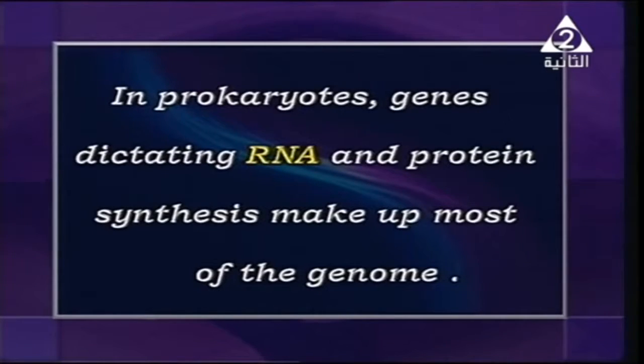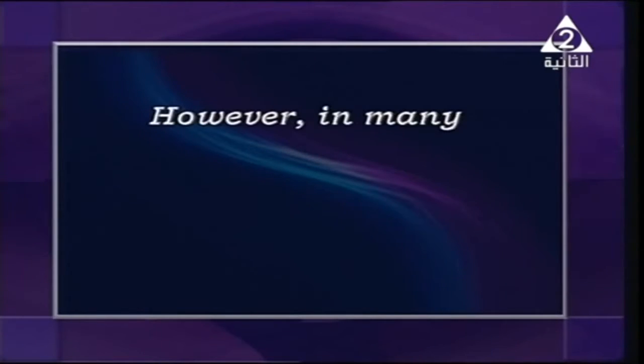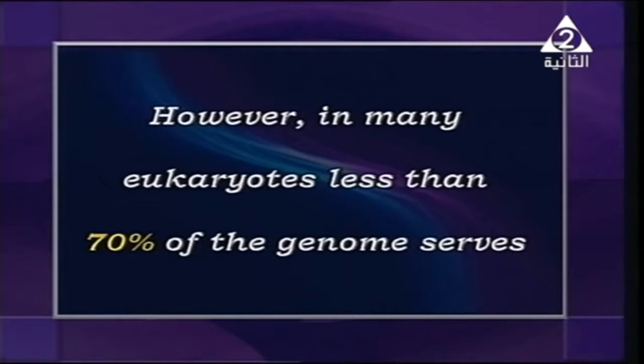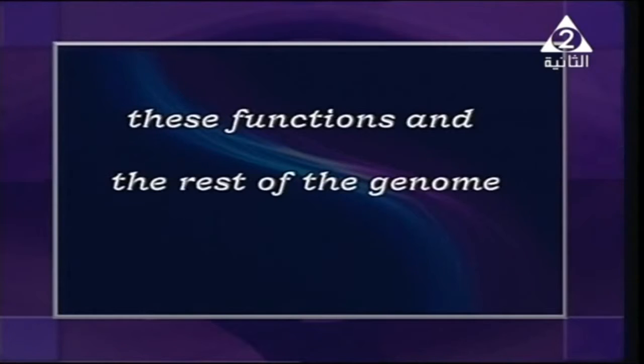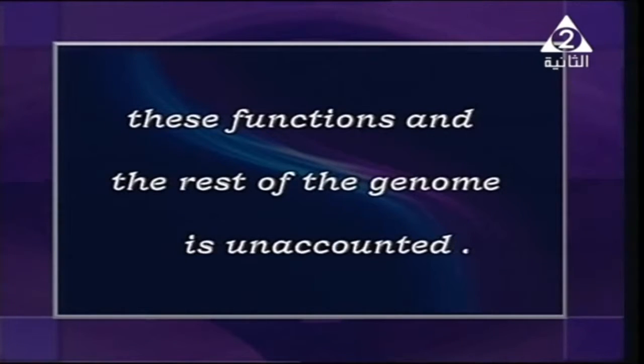Actually, in prokaryotes, genes dictating RNA and protein synthesis make up most of the genome, but in the case of eukaryotes, we have another situation. In many eukaryotes, less than 70% of the genome serves these functions, and the rest of the genome is unaccounted for.